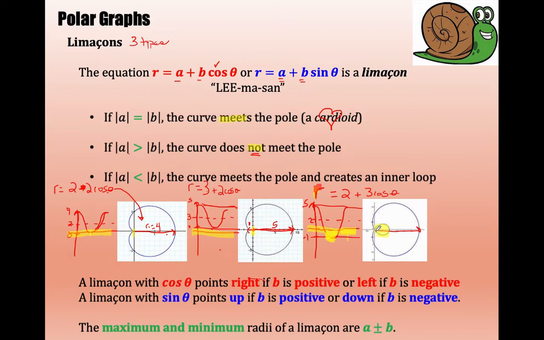Here again, the long radius from the pole would be 5, and the short radius inside the little loop would be 3 minus 2, or 1. And again, since we're talking about the length of a radius, we're talking about the magnitude. Okay, crazy, right?